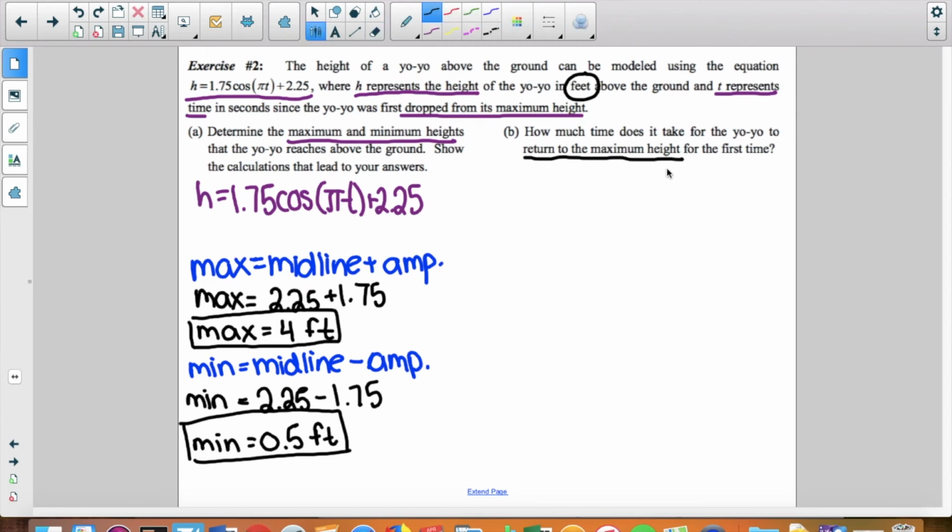So we're looking for how long it takes to complete one full cycle of the yo-yo. So starting up, going down, and then going back up. That is one full cycle that we're looking for. That tells us that we want to find the period. So the question is asking for the period of the graph.